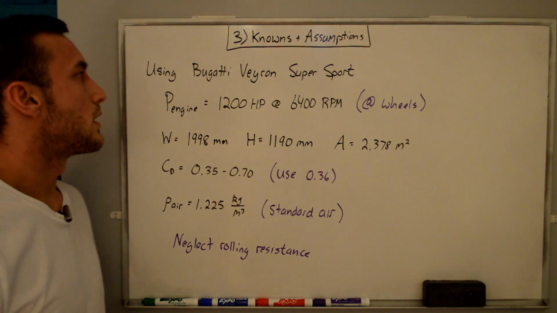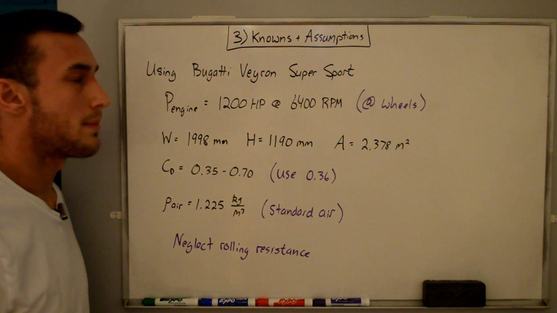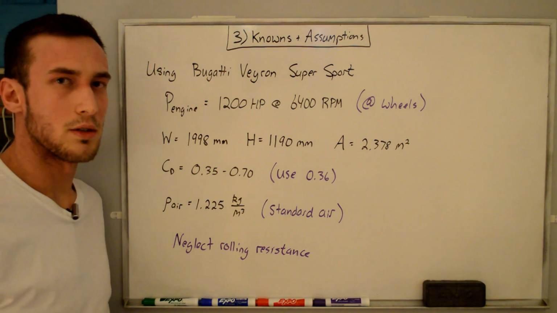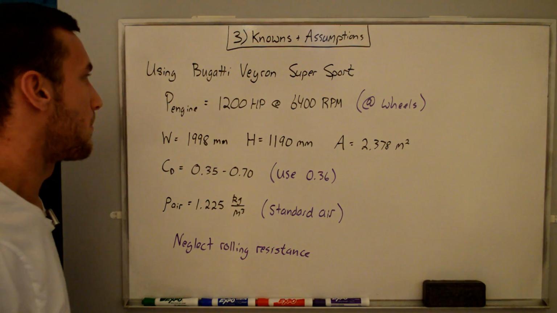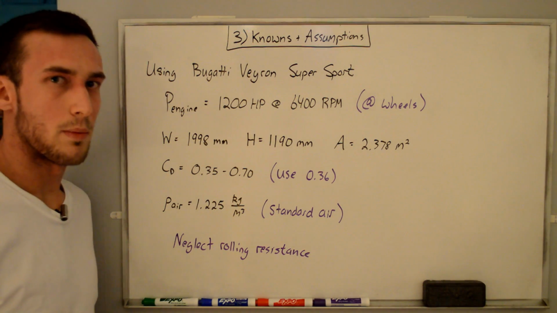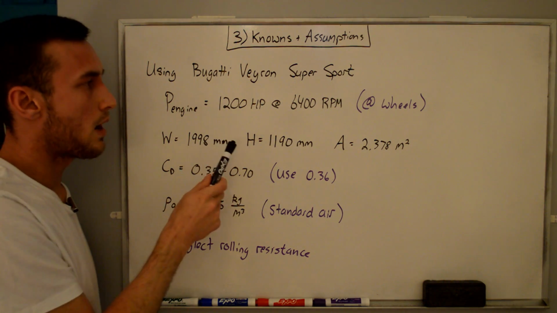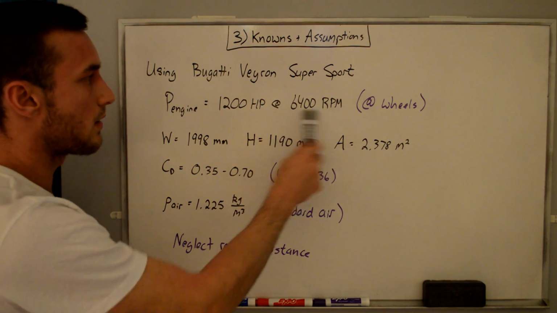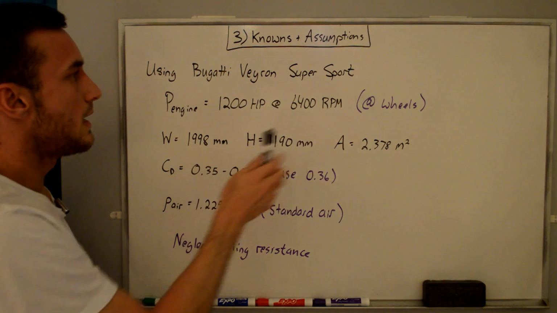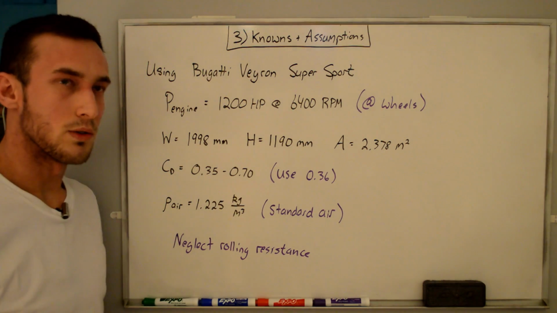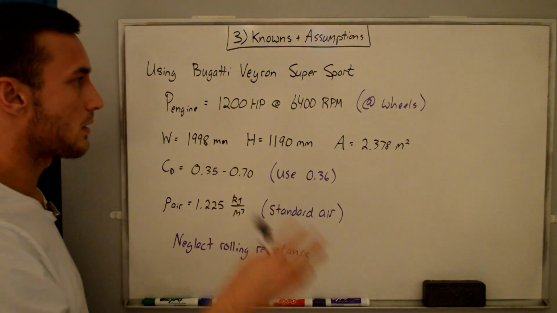I'm going to be doing this for a Bugatti Veyron Super Sport. As I mentioned before, I'm taking these values offline. I'll post the links in the description to where I found these values, but it was just after a quick perusal of some different websites. Took the best ones I saw. Power of the engine is given as 1200 horsepower at 6400 RPM. This doesn't matter in our analysis, but that's just what it was given as. And the assumption is that this is at the wheels. So this is the power delivered at the wheels, and it's an assumption that I'm making here.